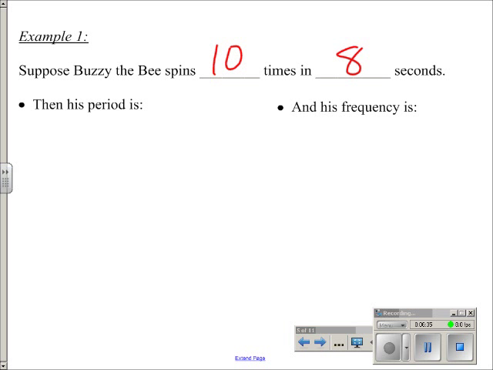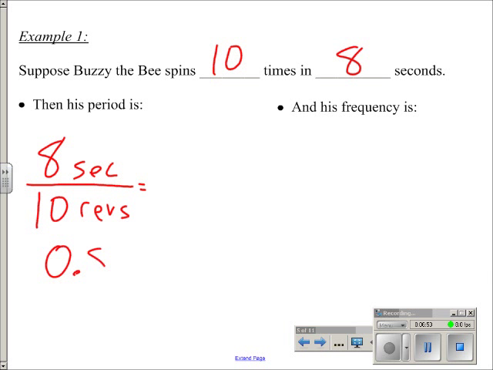Remember, the period measures how long it takes him to go around once. So the idea is, if 8 seconds is the time it took him to go around 10 times, so 10 revolutions, that means when I divide that, I'm going to get 0.8 seconds per revolution. That would be his period. It's the time it took him to go around once, right? 0.8 seconds per revolution. Okay?